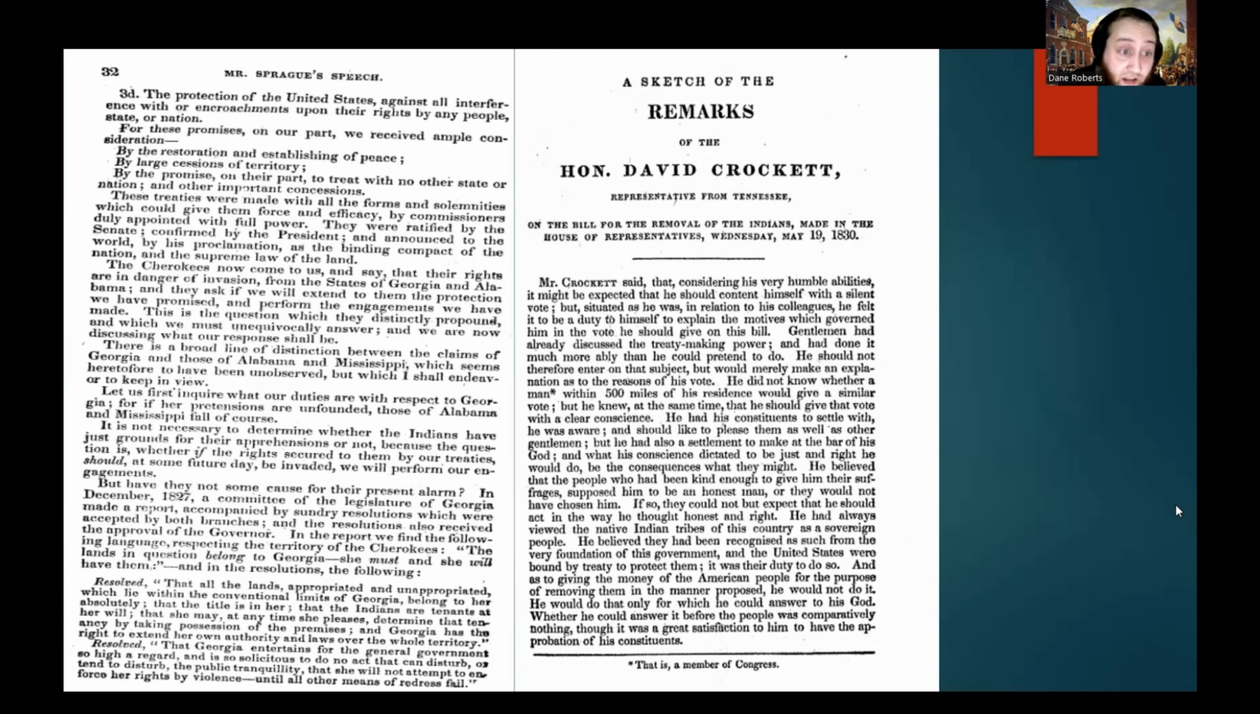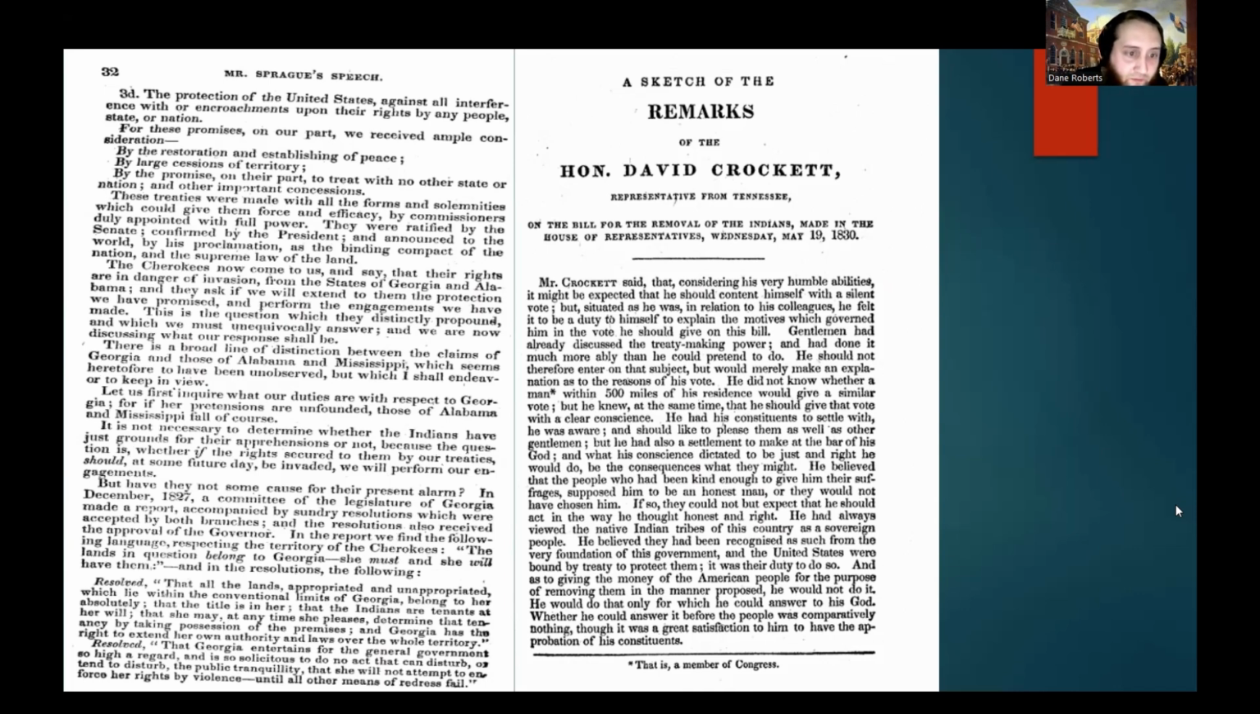The Cherokees now come to us and say that their rights are in danger of invasion from the states of Georgia and Alabama. They ask if we will extend to them the protection we have promised and perform the engagements we have made. This is the question which they distinctly propound, which we must unequivocally answer, and we are now discussing what our response shall be.